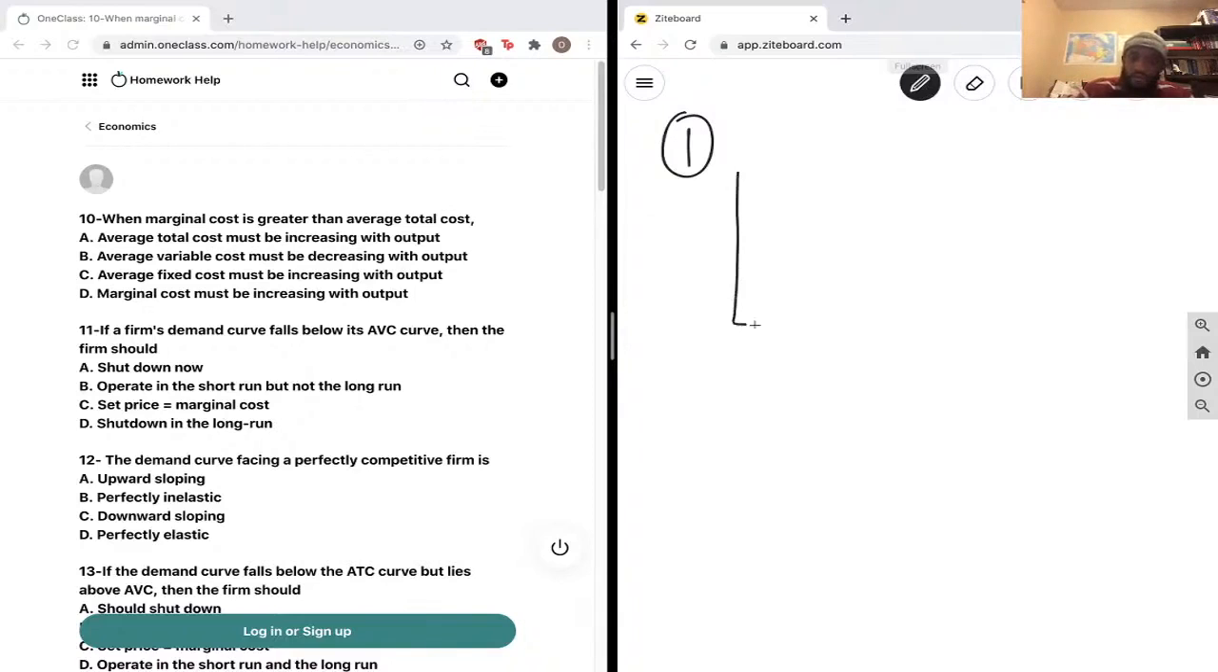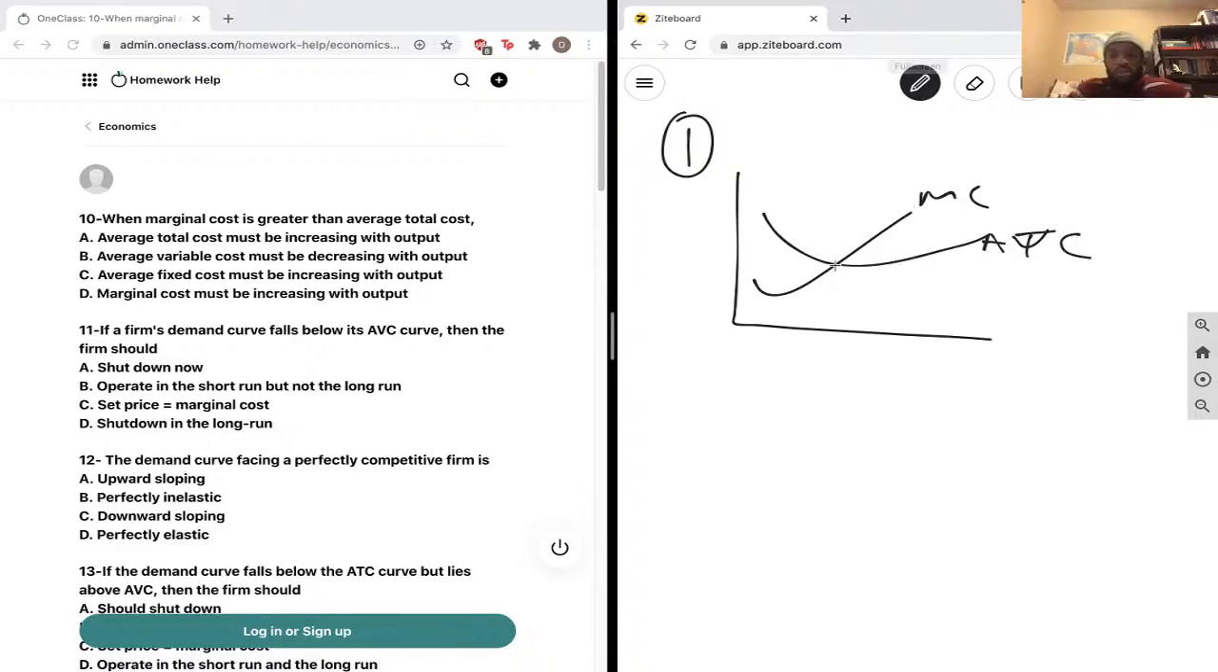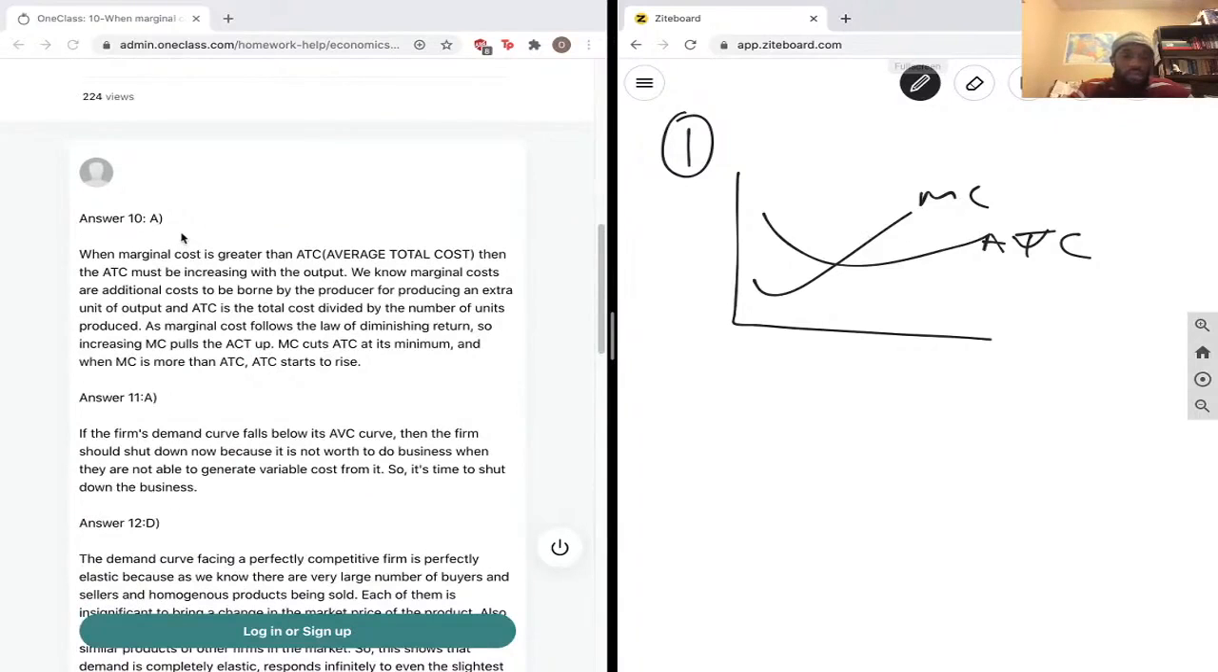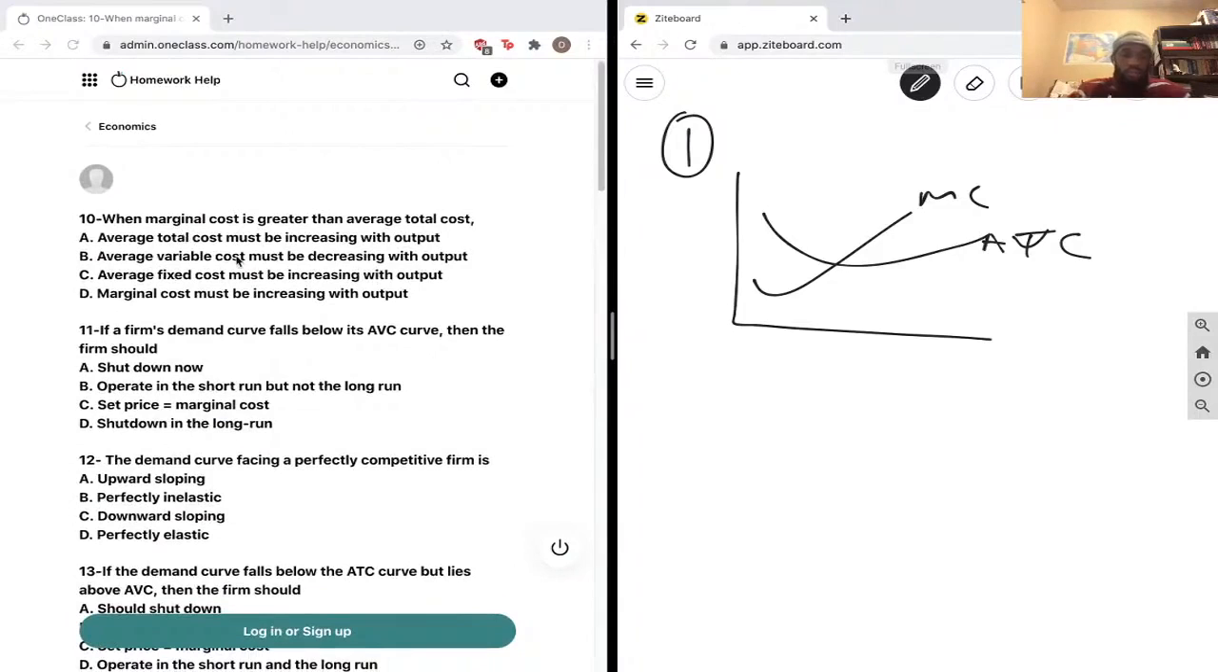And we showed this with the graph. Said this was MC, and this was AVC. It's not a good looking curve right there. So when marginal cost is greater than average total cost, this is average total cost. This point right here is the minimum point for the average total cost. And as marginal cost is above, average total cost is always rising. So 10 is A, average total cost must be increasing with output. And that's what our junior tutor said. And then question 11 over here.